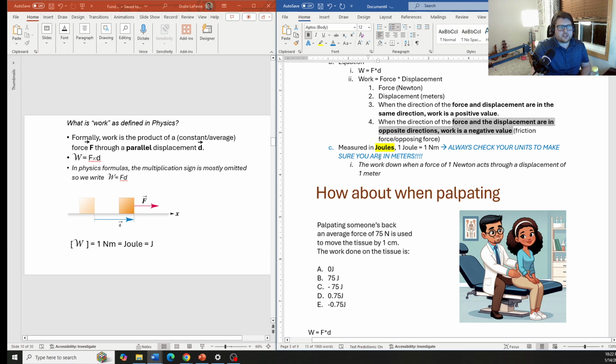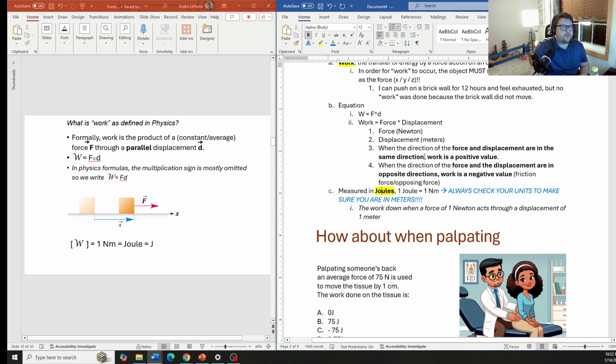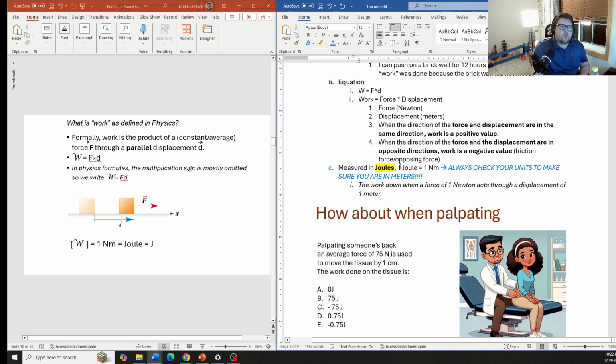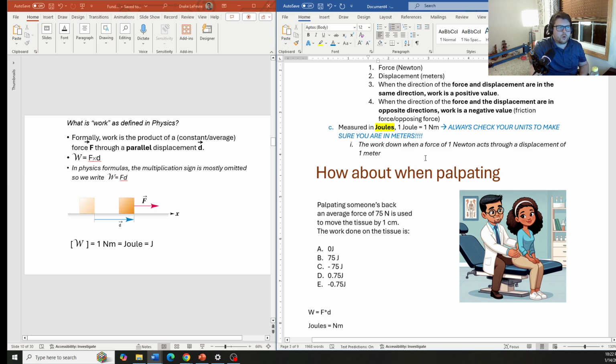Work, our unit of measurement, is joules. And if we look, force is in newtons, displacement is in meters. So we say 1 joule equals 1 newton meter. Again, always check your meters. Make sure you're in meters and not centimeters before you do your work.